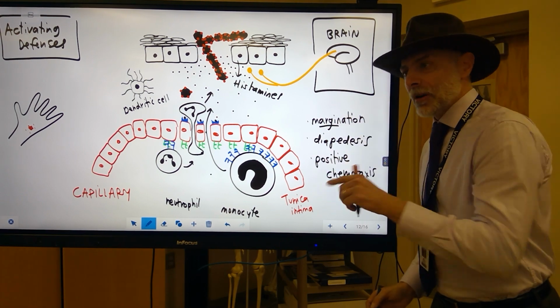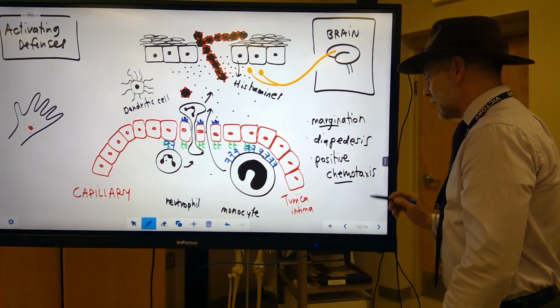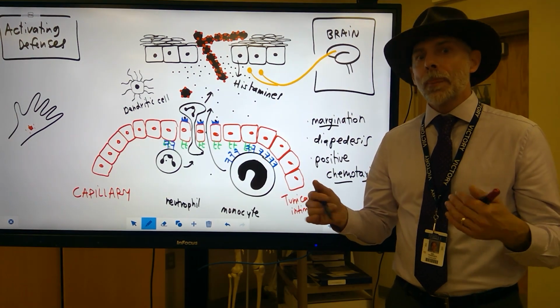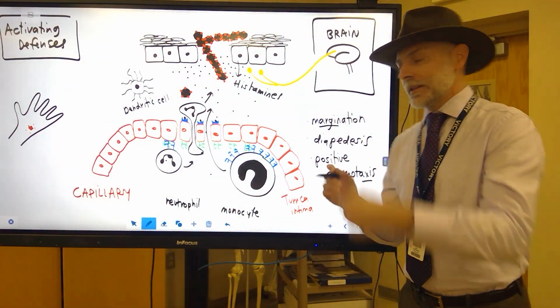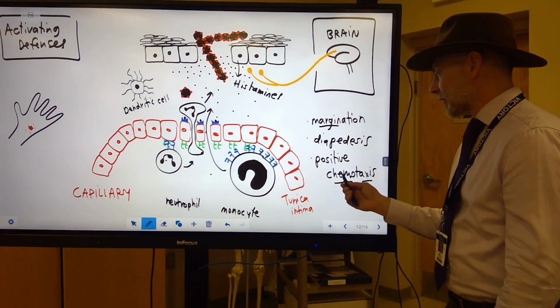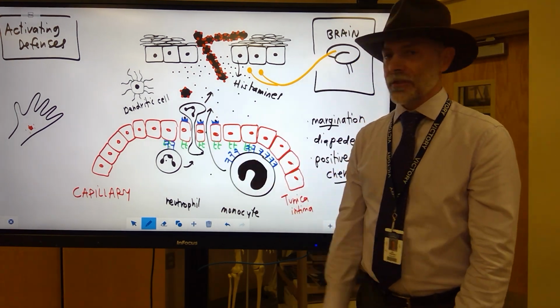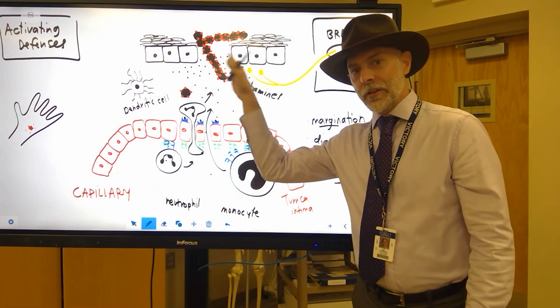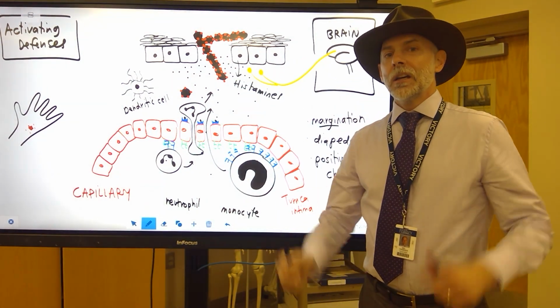Chemotaxis. Chemo, we're moving towards a chemical. Taxis, like taxi, taxis take you someplace. The word taxis means movement. So we got movement towards the chemical, movement towards the histamines. And the monocytes and the neutrophils will wiggle out of the blood vessel and go to where the infection is.